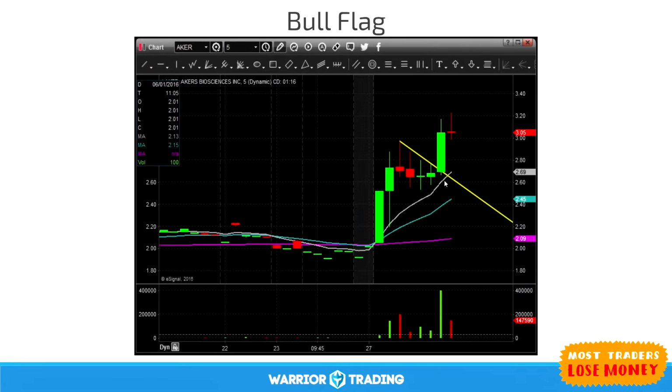Now this one's kind of interesting because this actually has a doji at the top of the pattern and it's on higher volume and it's a red candle.